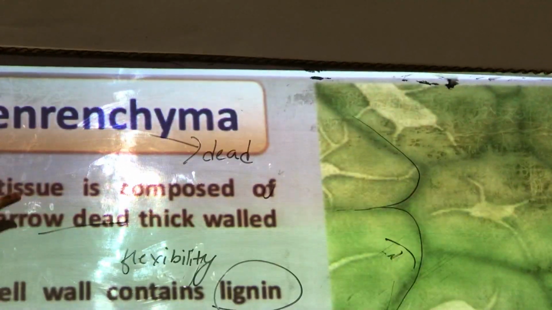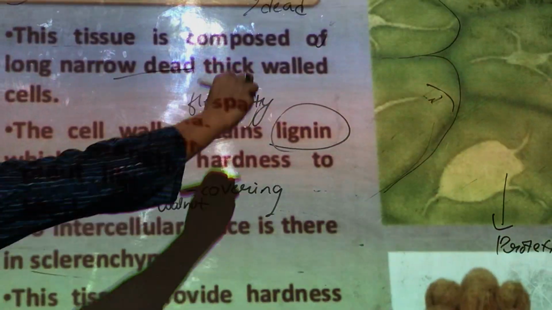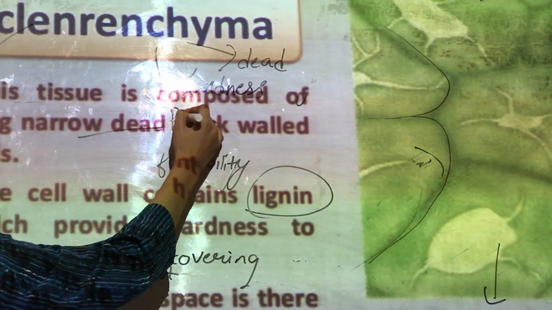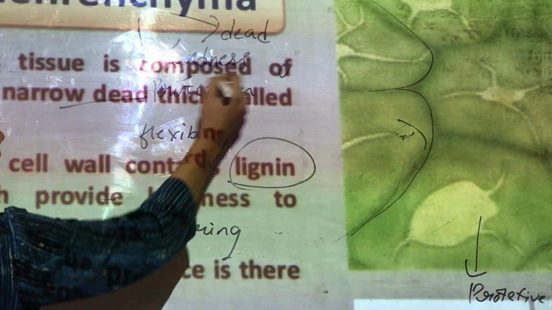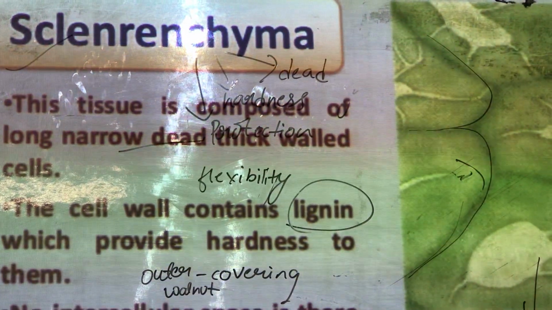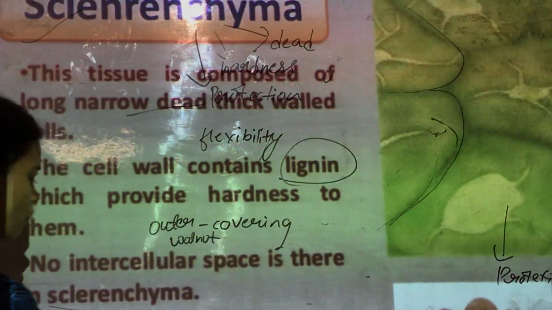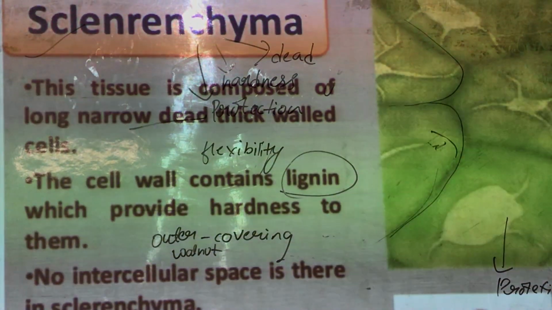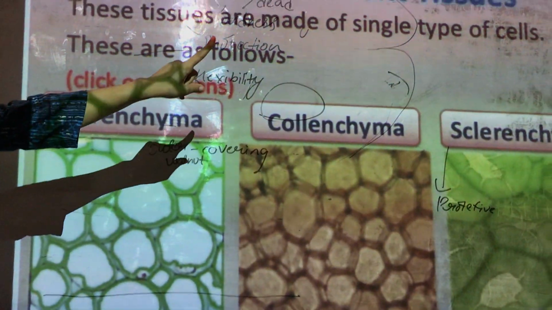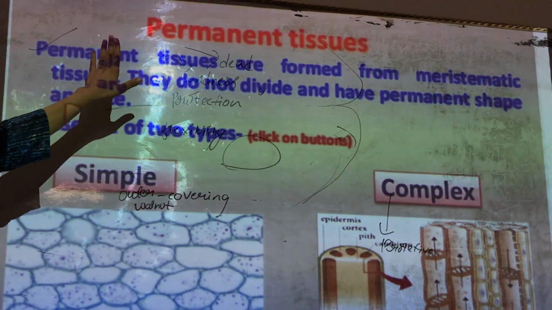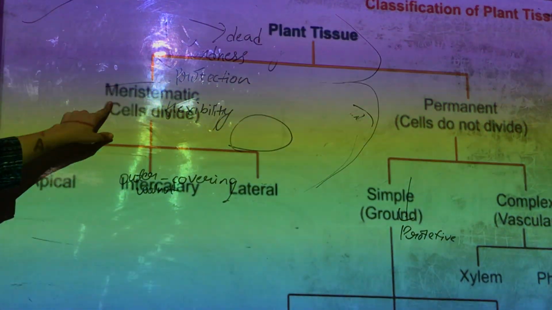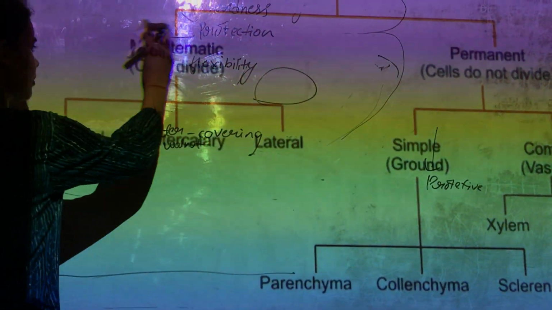Now we were discussing sclerenchyma. They are dead tissues. They generally provide hardness and protection to the plant parts. No intercellular spaces there. This tissue provides hardness and strength to parts of plants like the walls of walnut, seed coat, etc. Now these were the three types of simple permanent tissue, and we all know that permanent tissues are the meristematic tissues only. When these meristematic tissues stop growing, they become permanent tissue.